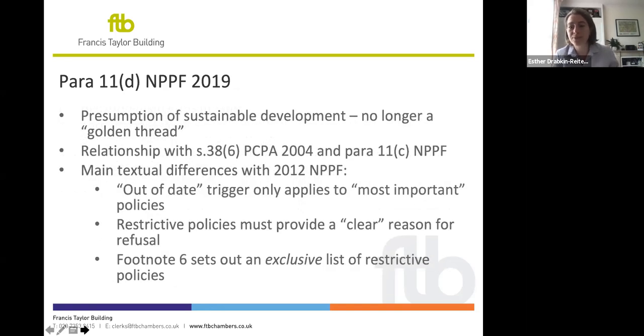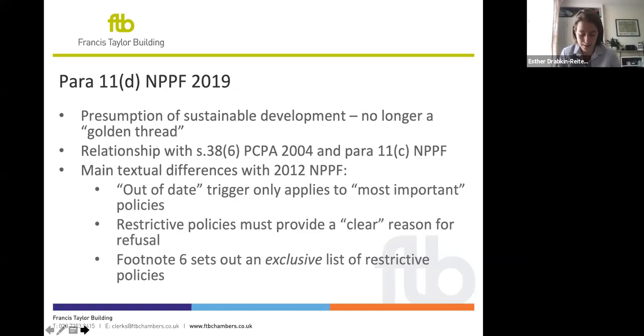So what are the main differences between NPPF 2019 and NPPF 2012 in terms of the tilted balance? The first one to note is that the presumption of sustainable development was previously described as a golden thread running through plan making and decision taking. This wording is no longer included in the NPPF, but it's clearly still a very significant part of the planning framework, as is evident from the number of cases we're going to go through which have discussed these provisions in the 2019 NPPF.